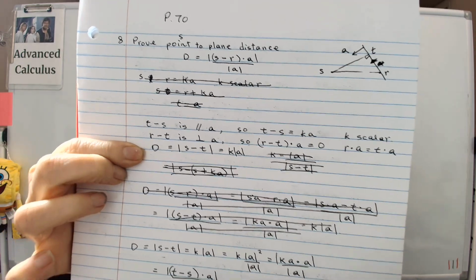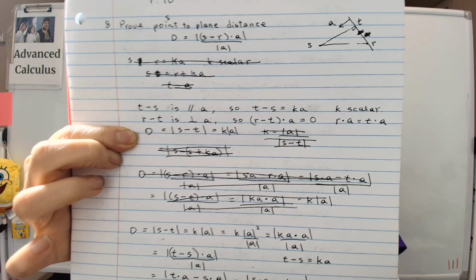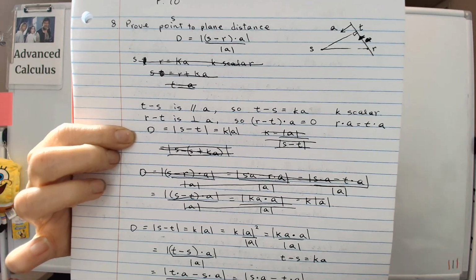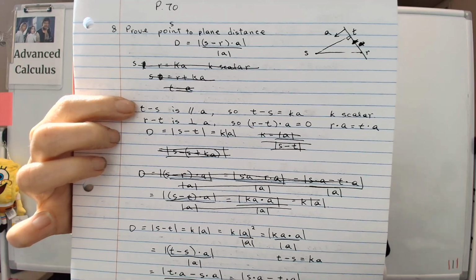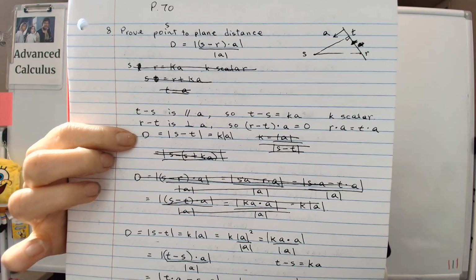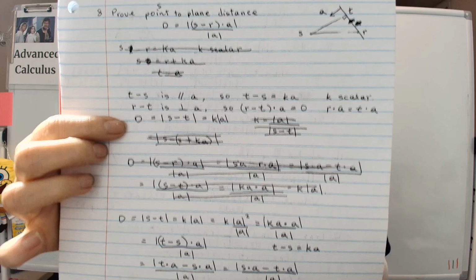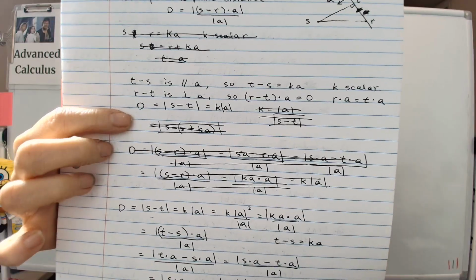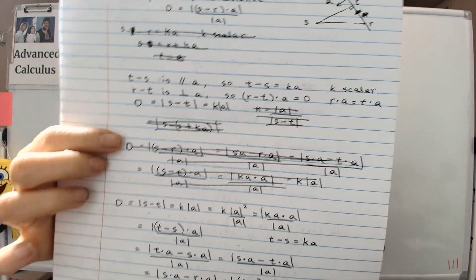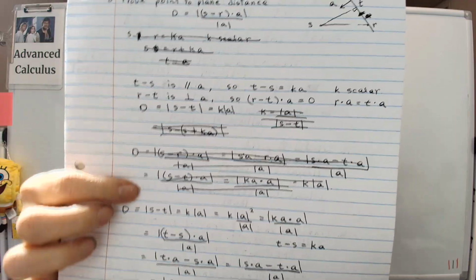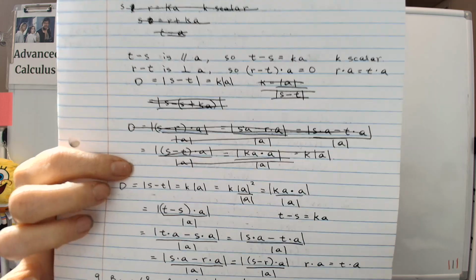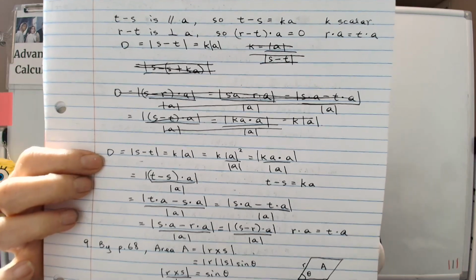Third, the distance that we're looking for is the magnitude of S minus T, which, as we mentioned earlier, is K times the magnitude of A. We'll assume K is positive for the moment, for the sake of this story. And anyway, I was lost here. After that, I didn't know what to do. I did something, it didn't work out, so I tried something else later.